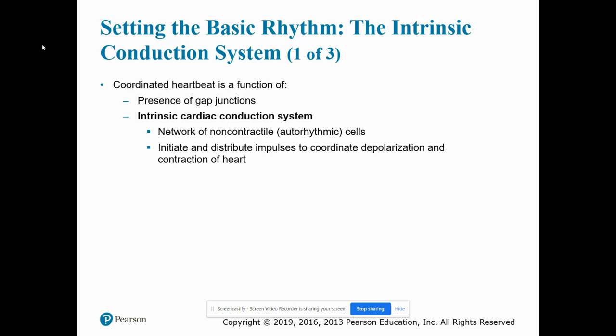Coordinated heartbeat is a function of two things. One, the presence of gap junctions. Remember, gap junctions are those things that electrically couple cells. And two is the intrinsic cardiac conduction system. The intrinsic cardiac conduction system is a network of non-contractile autorhythmic cells. They're going to initiate and distribute impulses to coordinate depolarization and contraction of the heart.